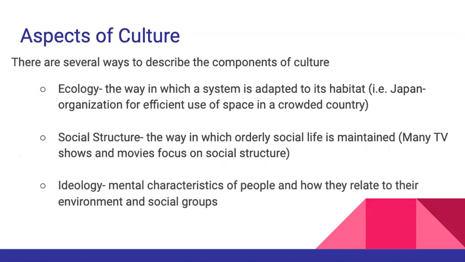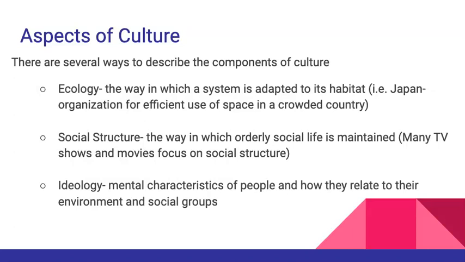There are several ways to describe the different components of culture. So we could look at the ecology, the way in which a system is adapted to its habitat. So, for example, Japan, which is known for being a very crowded country with lots of people, has found a way to efficiently utilize space in terms of city planning and architecture. So, that is one of the ways to think about a component of culture.